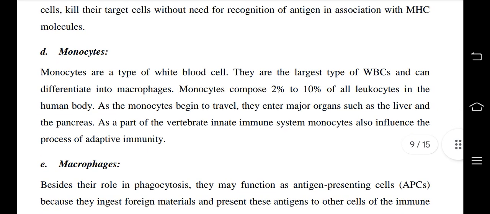Monocytes. Monocytes are a type of white blood cell. They are the largest type of WBC and can differentiate into macrophages. Monocytes compose 2% to 10% of all leukocytes in the human body. As the monocytes begin to travel, they enter major organs such as the liver and pancreas. As a part of the vertebrate innate immune system, monocytes also influence the process of adaptive immunity.